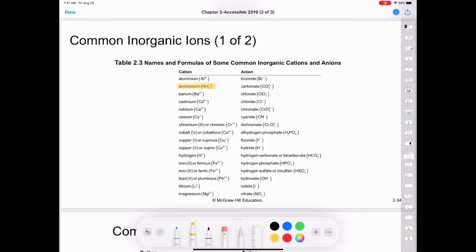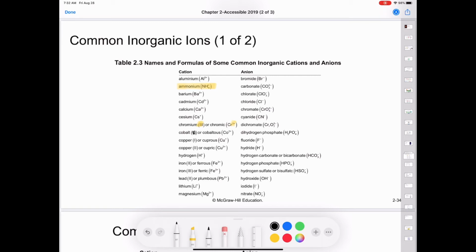We can have chromium-3. There's an older naming system where you use chromic and chromous and all these different things. I'm not going to focus on that in this lecture, so chromium-3 would be chromium with a 3+ charge. We have cobalt-2, so this is supposed to be a number 2, not the letter U. Anyhow, cobalt-2, we have copper-1, copper-2, a hydrogen ion, sometimes we call that a proton. Iron can take on a +2 or a +3 charge. Again, the older system uses ferrous and ferric, but I'm not going to focus on that in this lecture. Then we have lead, which can take on a charge of +2, lithium, magnesium.